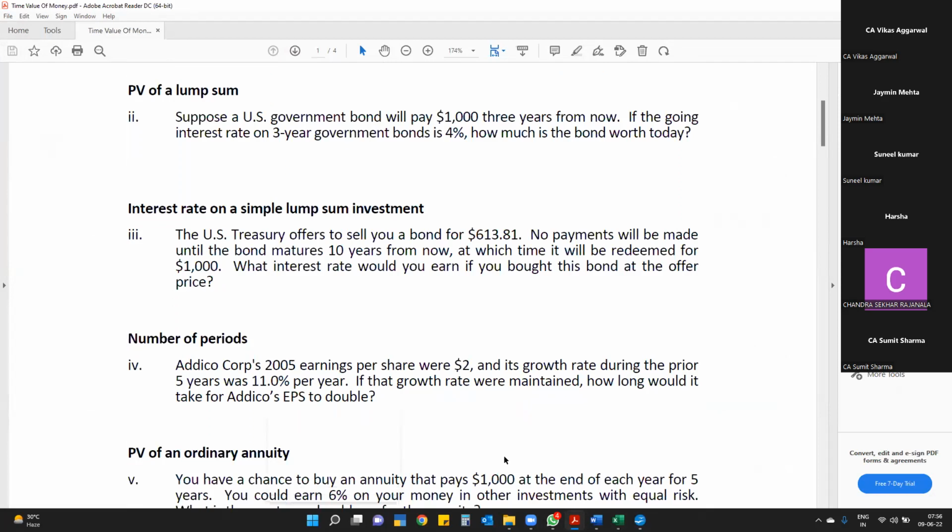Third question is: US Treasury offers to sell you a bond for $613.81. No payments will be made until the bond matures 10 years from now, at which time it will be redeemed for $1,000. What interest rate would you earn if you bought this bond at the offer price? So what is the offer price? 613.81.